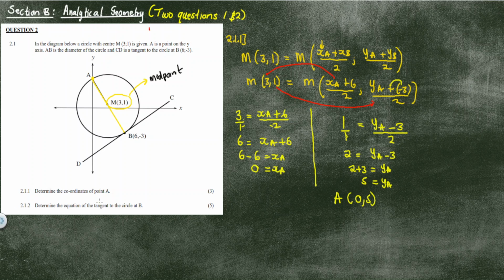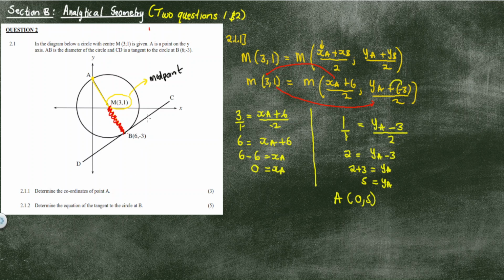2.1.2, determine the equation of the tangent, now here at point B. Do you see that it's the same story repeated over and over, or let me say the same questions repeated over and over and over again? I'm going to sing the same song. Get the equation of this radius, or you can also get the gradient of that diameter, or you can get the gradient of this radius. How do we do this? Take M and B, you get the gradient for the radius.